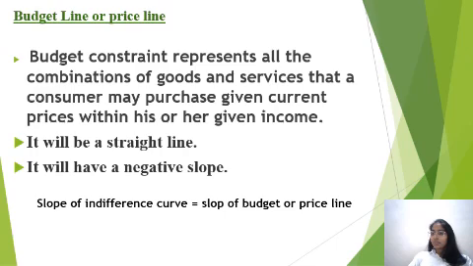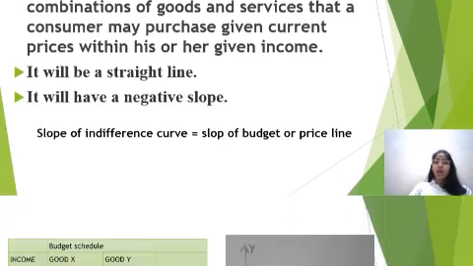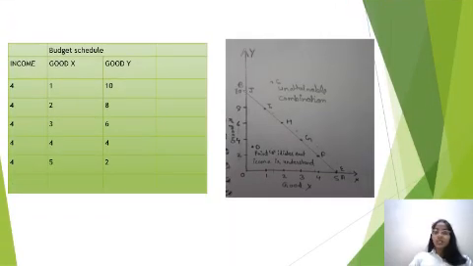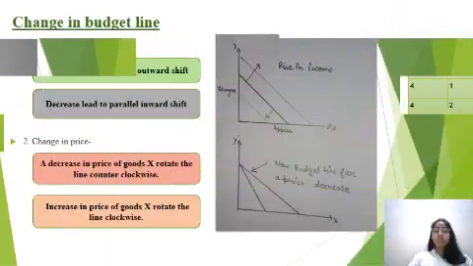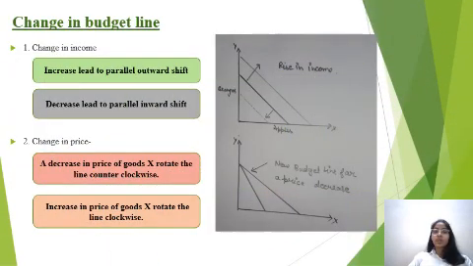The next one is, here you can see the budget schedule and the curve. The next one is change in the budget line. The first one is income. When the income of the consumer changes, an increase leads to a parallel outward shift, and a decrease leads to a parallel inward shift.